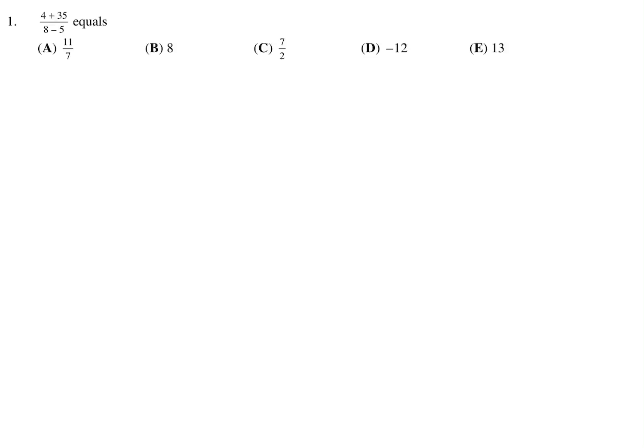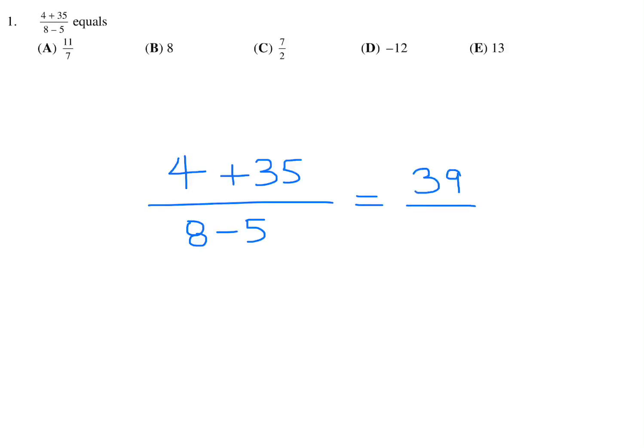First question states (4 + 35) over (8 - 5) equals. So we have 4 plus 35 as the numerator, 8 minus 5 as the denominator. The top is 39, the bottom is equal to 3. And therefore 39 divided by 3 is 13. So the answer is E.